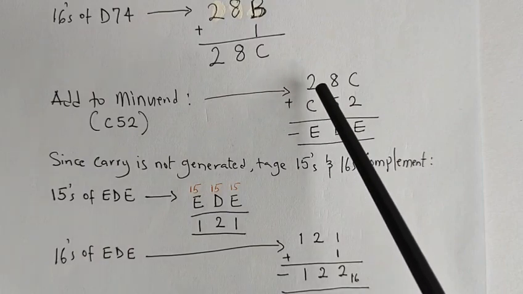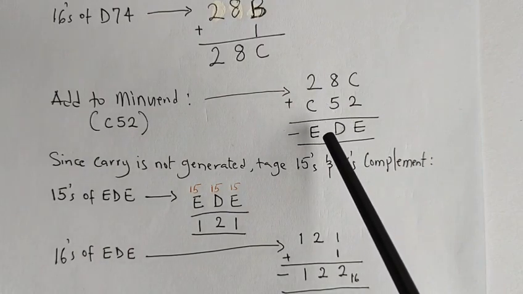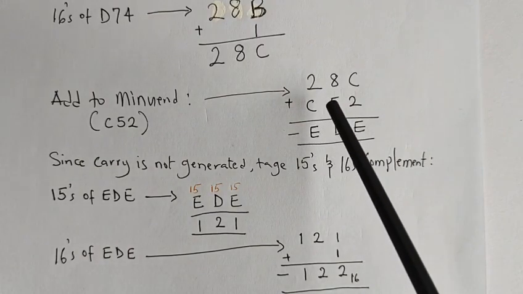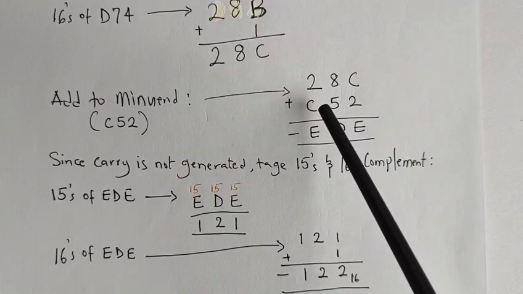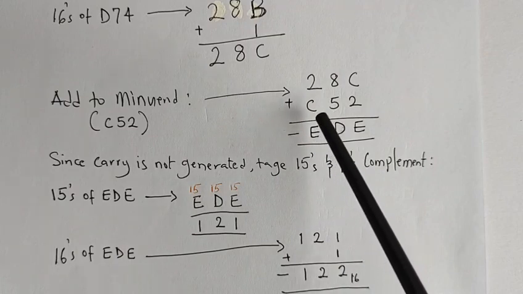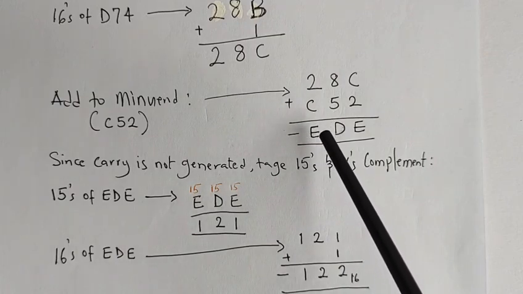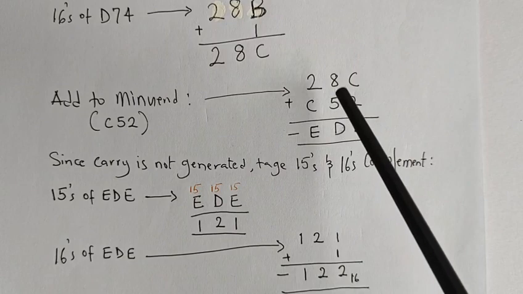Now move to the next operation. 2 plus C is going to give us E. Now C is nothing but 12. So 2 plus 12 is going to give us 14. So we cannot write 14, we have to write E. Right? Now we're going to get minus.